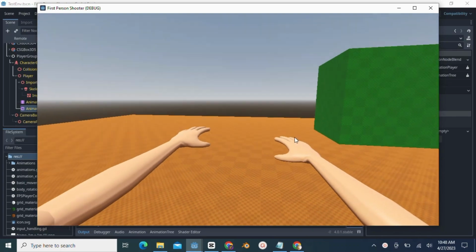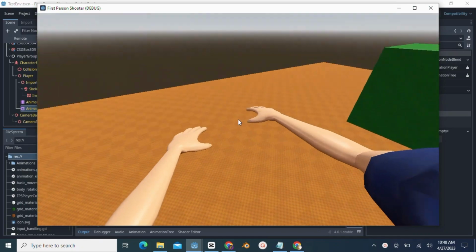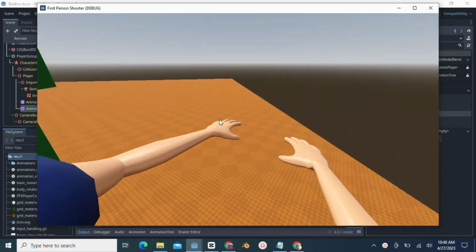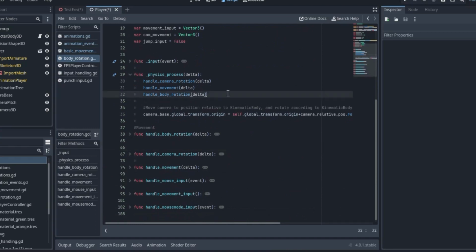Hello. So in the last video we set up input handling and basic player movement. Now I'll get started on handling the player's body rotation. So now in the script I have added this function called handle body rotation into physics process. I defined the function down here.